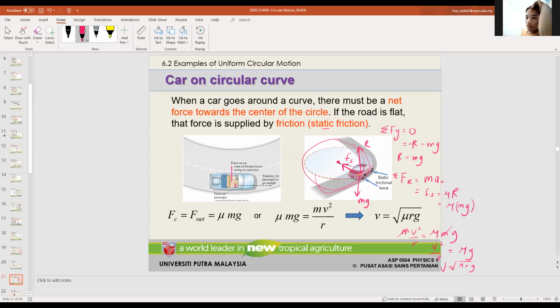Get your v. Why is static friction in that direction? Can anyone tell me? Does anyone have an idea why we have static friction if we are on a flat road and we want to have a circular motion? Why do we need static friction?